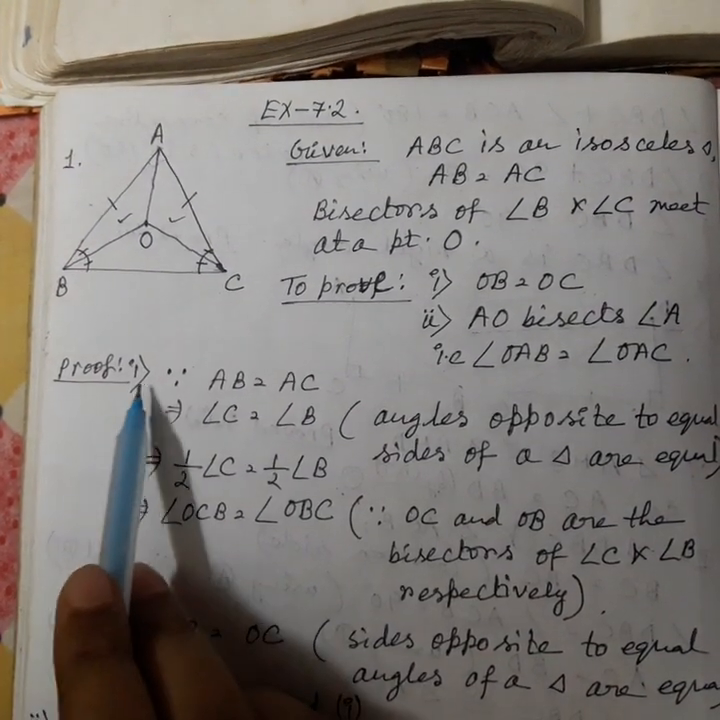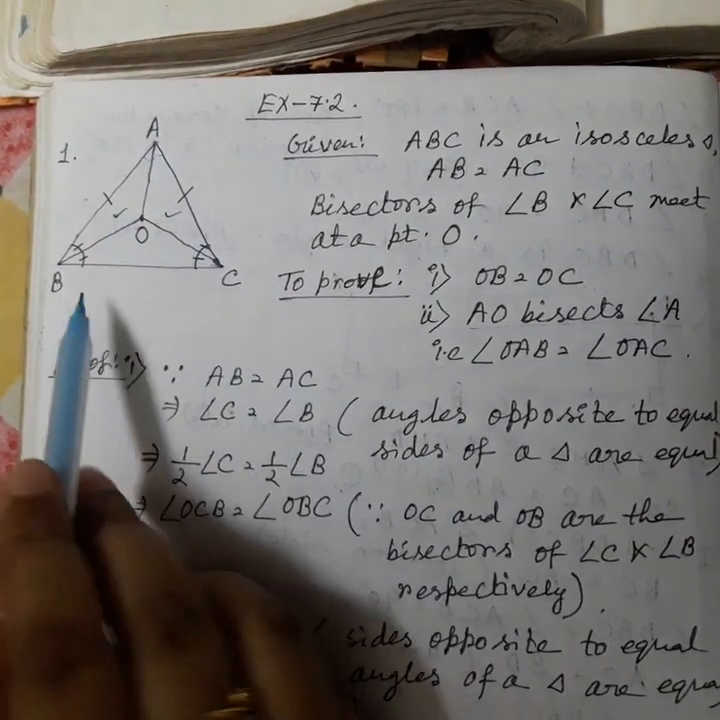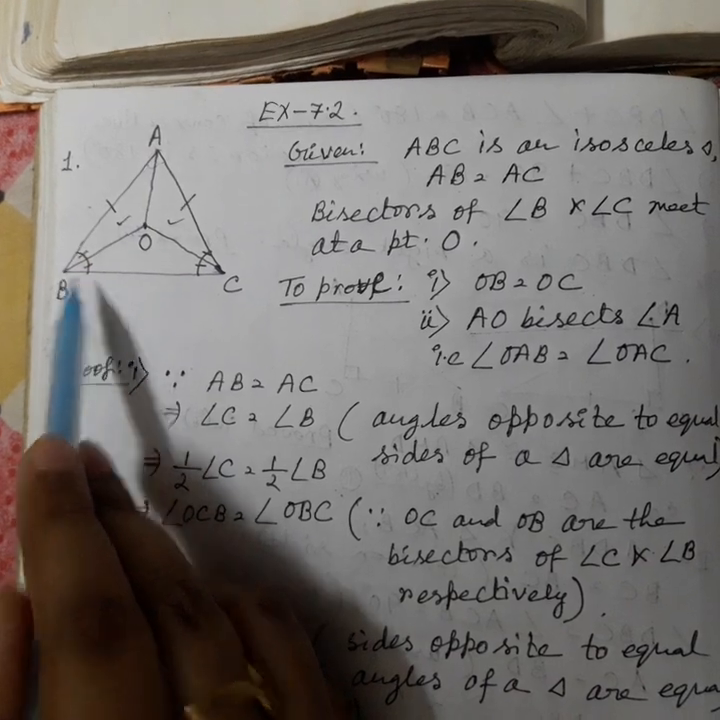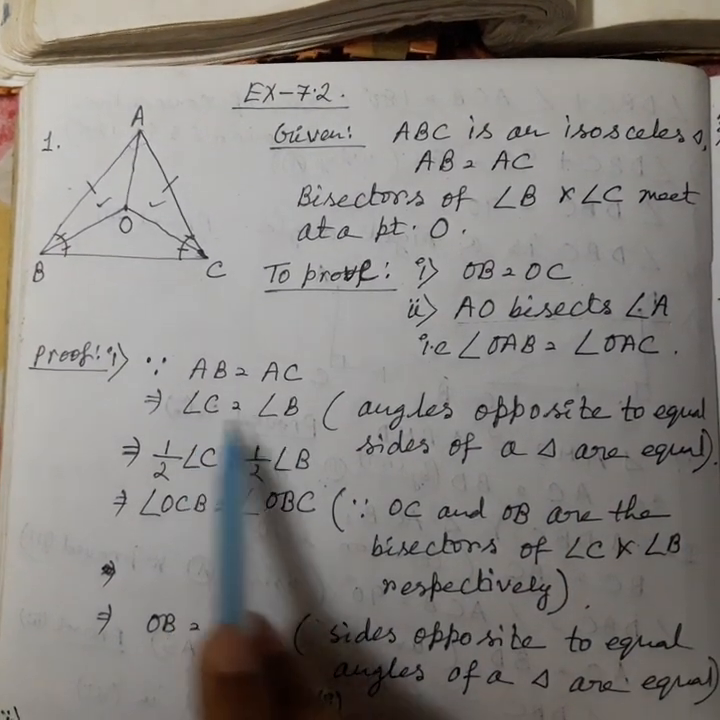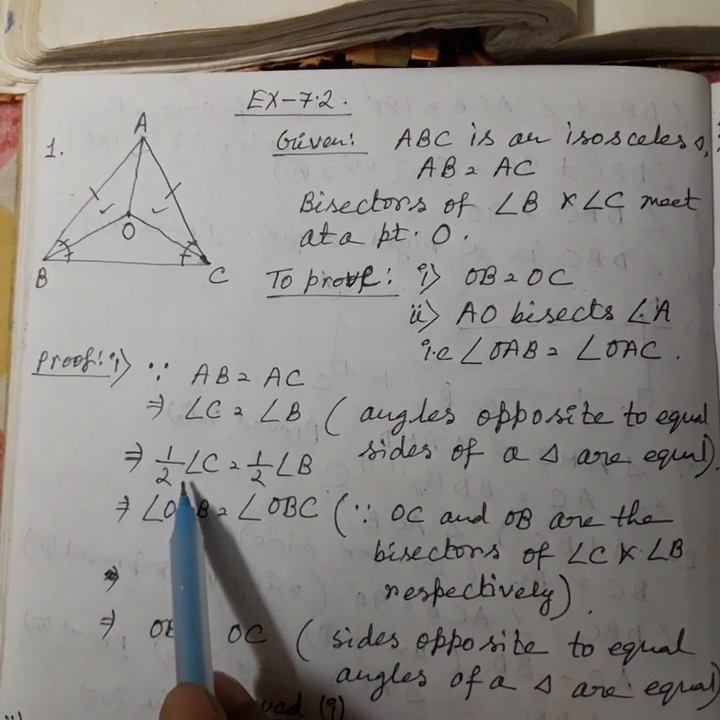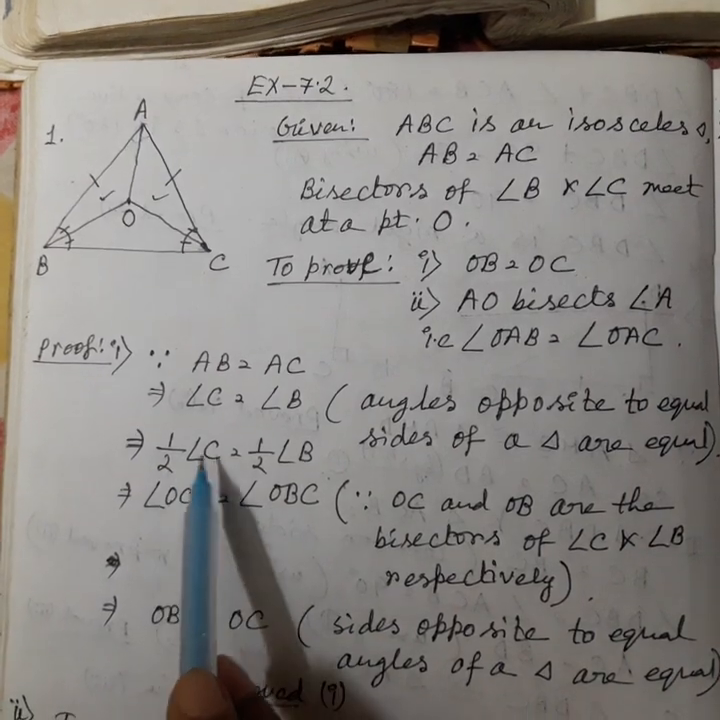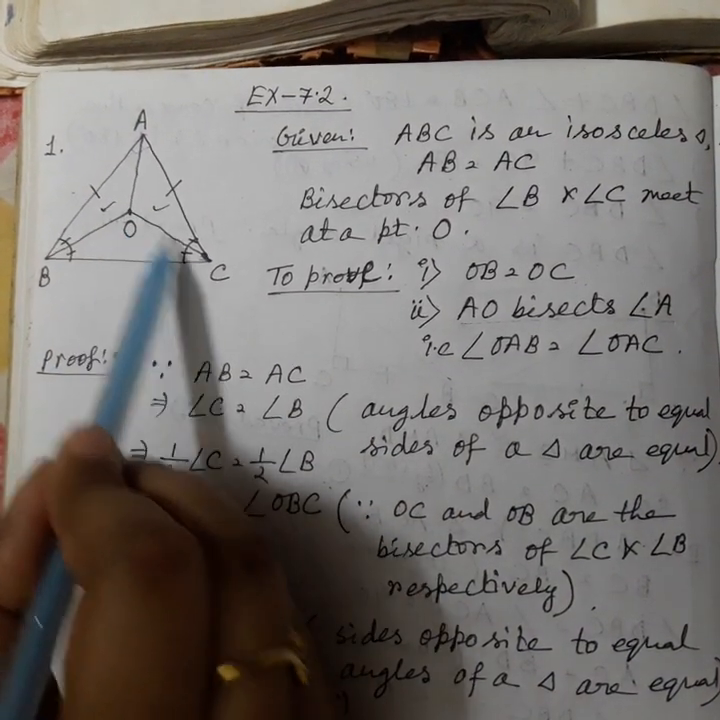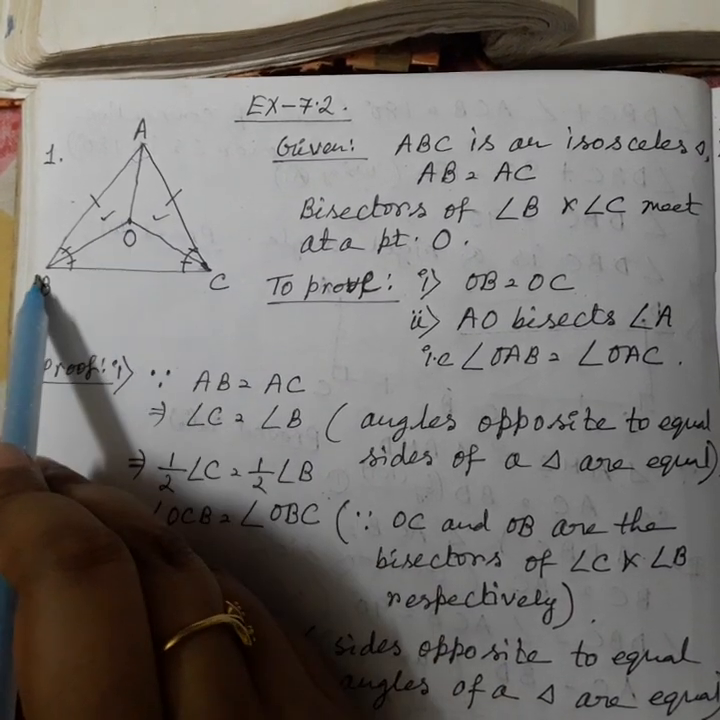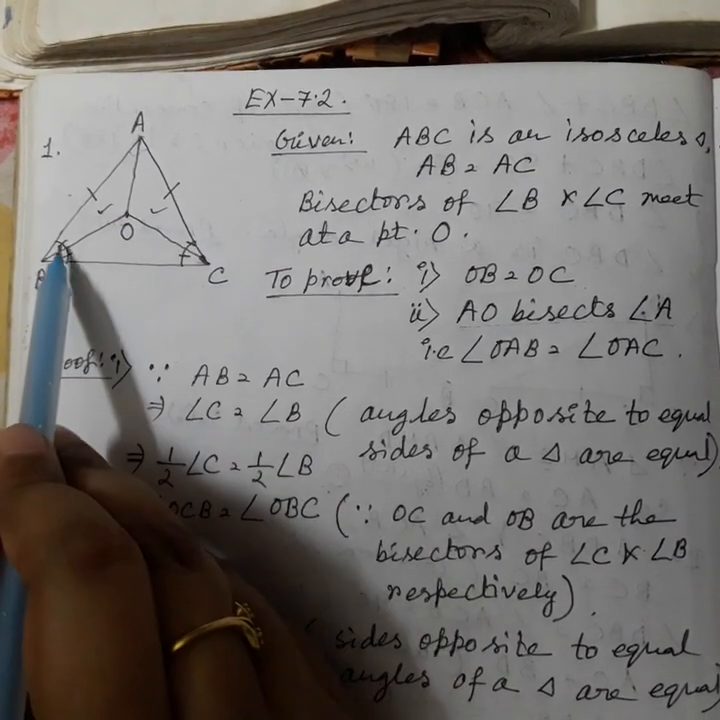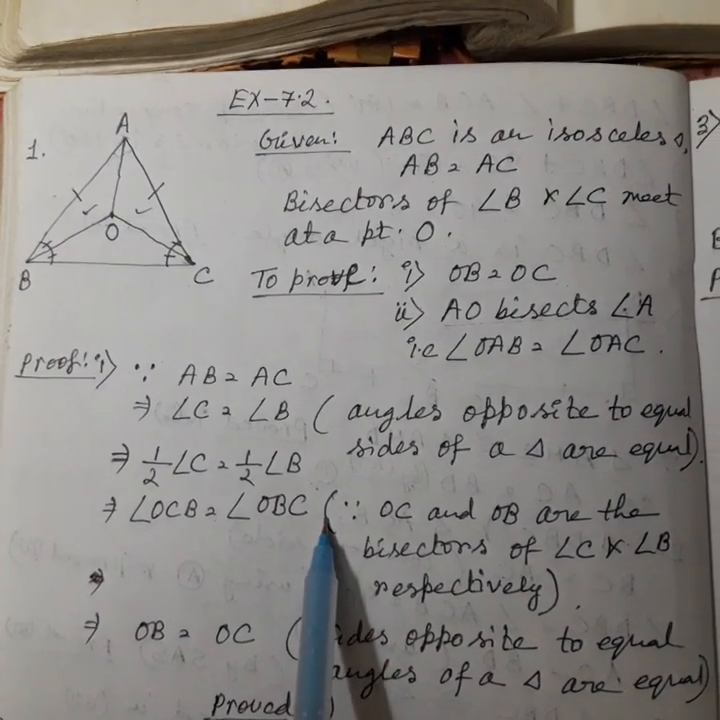Number 1: since AB is equal to AC, angle C equals angle B, because we know that angles opposite to equal sides of a triangle are equal. Now we multiply both sides by half. Half of angle C equals half of angle B. Half of angle C means we can write angle OCB, because OC is the bisector and OB is the bisector, so these two parts are equal. So angle OCB is equal to angle OBC.